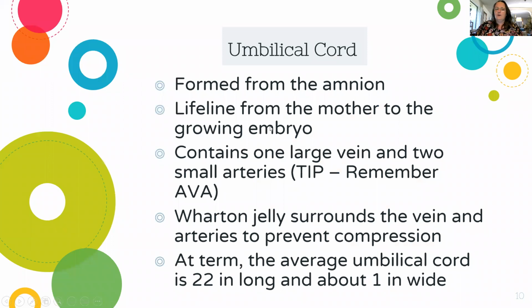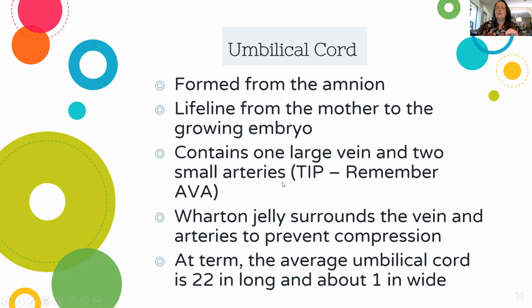So the umbilical cord is actually formed from the amnion. Remember, that's the 2 layers of that sac, amnion and chorion. It is the lifeline. This cord is a very important part of developing and growing a healthy fetus. It contains 1 large vein and 2 small arteries.